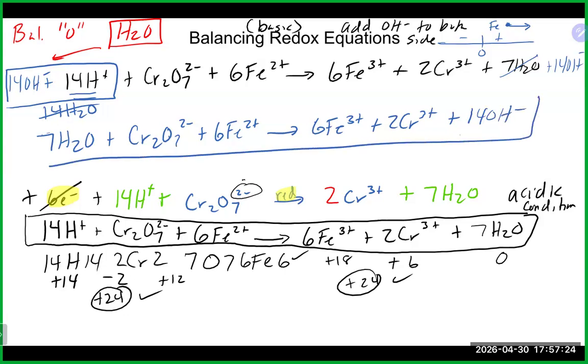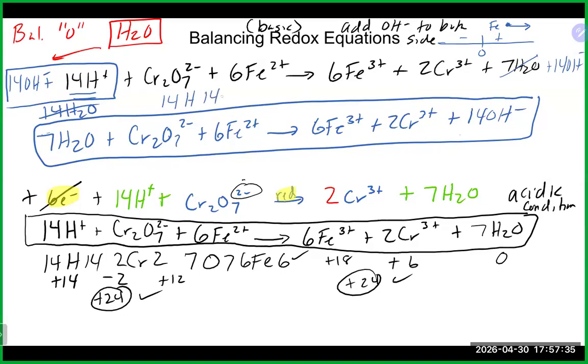And again, at this point, we should still be balanced in both ways. So once again, we have 14 hydrogens on the left and 14 on the right. We have 7 and 7 is 14 oxygens on the left and 14 on the right. We have 2 chromiums on the left and 2 on the right. We have 6 irons on the left and 6 irons on the right.